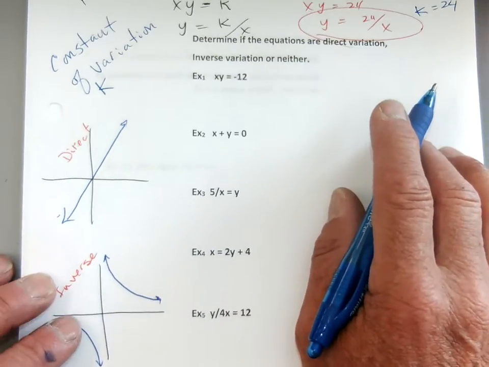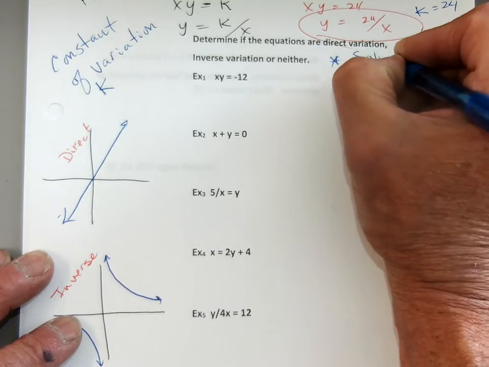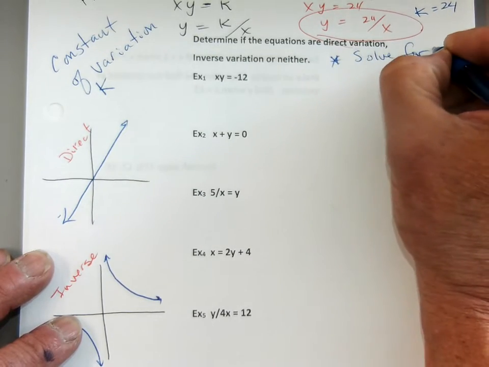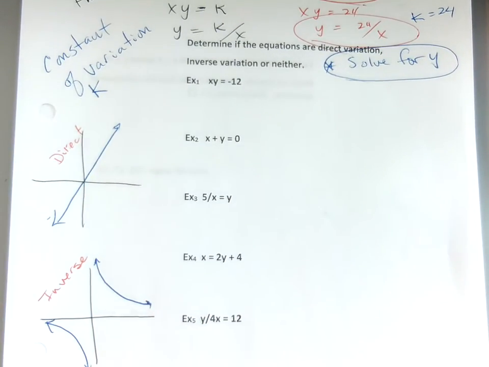So here's the trick to doing these examples. Solve for y. In all of these examples, if you can solve for y, then it's easy to tell which one it is, okay? So if we solve for y in all of these examples, it gets pretty easy to find out what it is, okay? All right, example 1. Am I going too fast?